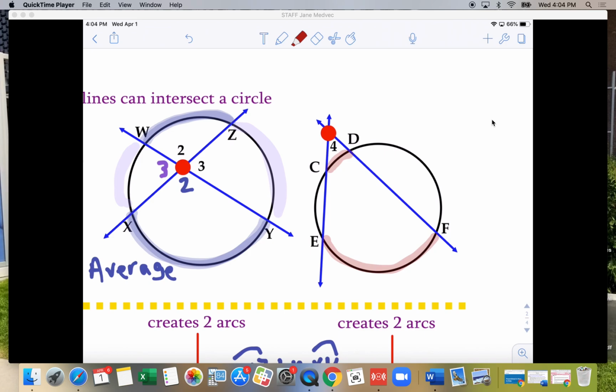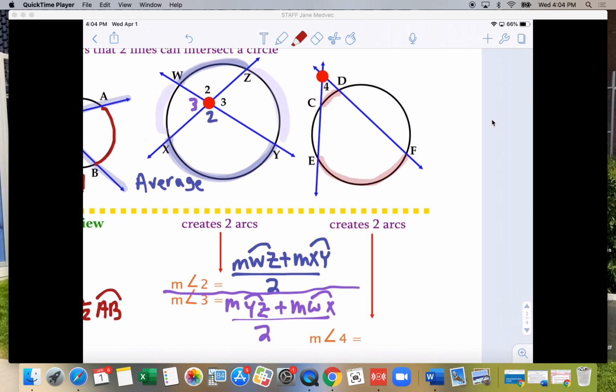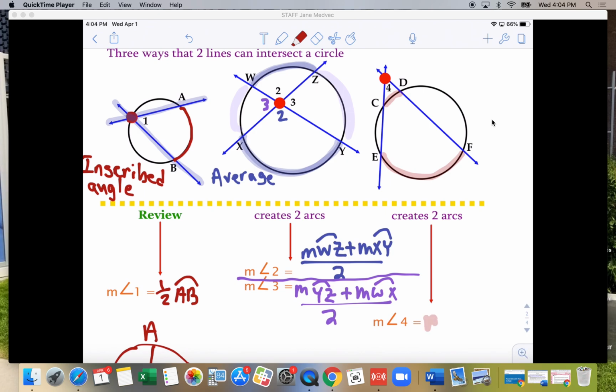Notice that it's larger. And so to do this, we're going to take the measure of the larger arc, the measure of arc EF, the larger one, and subtract the measure of the smaller arc, CD, and divide it by 2. So rather than adding them together, you're going to subtract them. But if you use that little tip and say, well, this center is inside the circle, I'm going to find the average, it will help you out, okay?